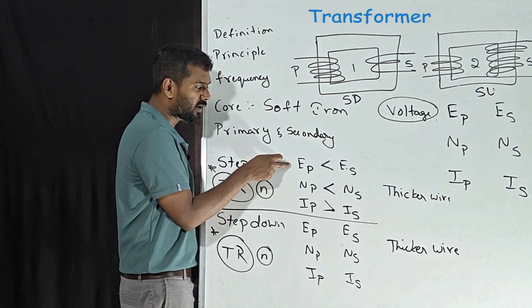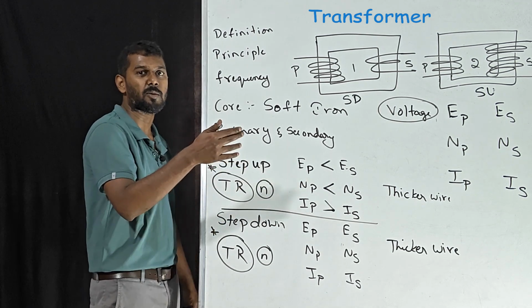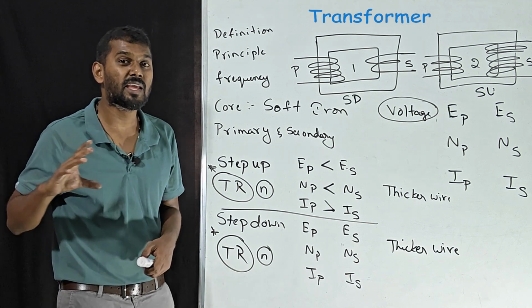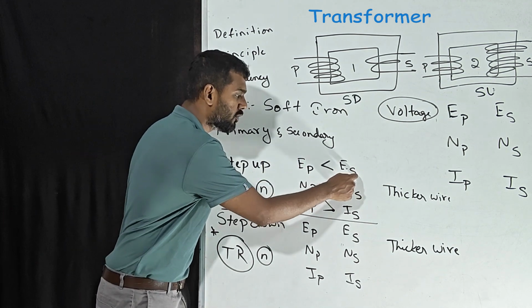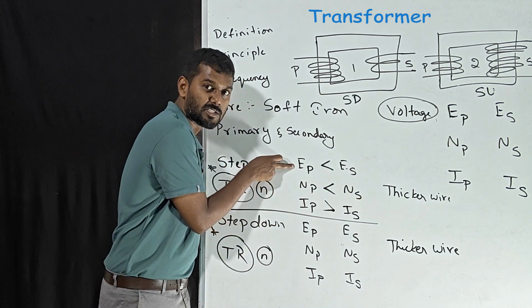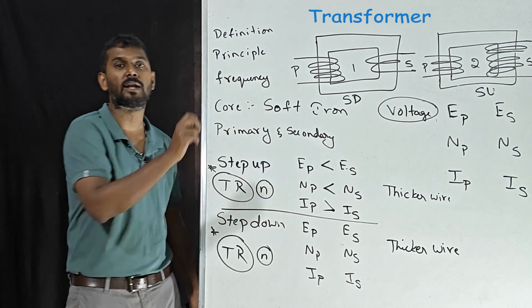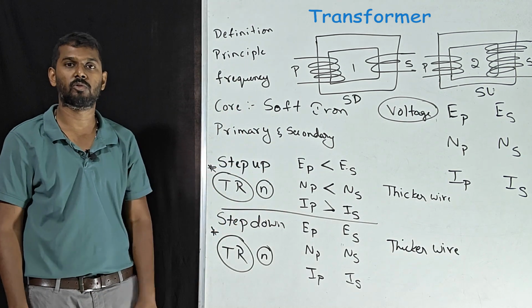So what is EP? EP means EMF at primary, that is voltage at primary. We will give less voltage, it gives us more voltage. So we are giving less voltage at primary, that means it has more current at primary. This is the important thing you need to know.